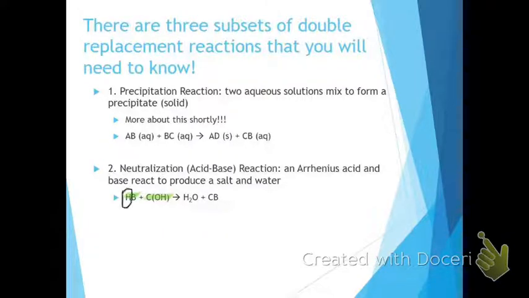So our hydrogen and hydroxide come together to form the water, so that acid and the base are neutralizing each other into neutral water, and then the cation and the anion come together to form the salt. So acid-base reactions are always going to produce water and a salt. Be looking for that hydrogen and OH on your reactant side.